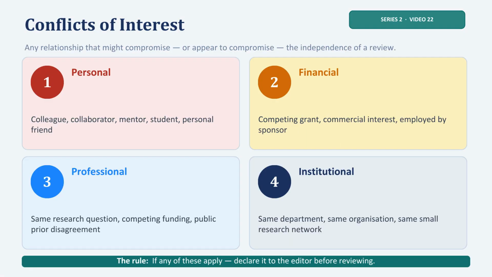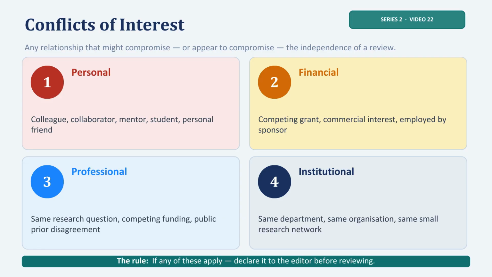A conflict of interest is any relationship or circumstance that might compromise, or appear to compromise, the independence of a peer review. Four categories cover most situations. Personal conflicts. The reviewer knows the authors as a colleague, collaborator, mentor, student, or personal friend. The closeness of the relationship determines the severity.